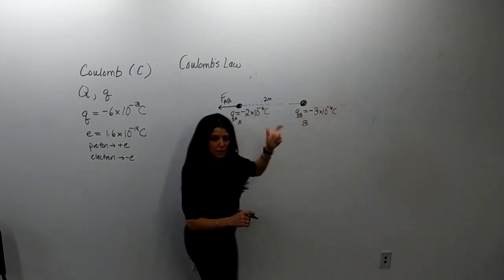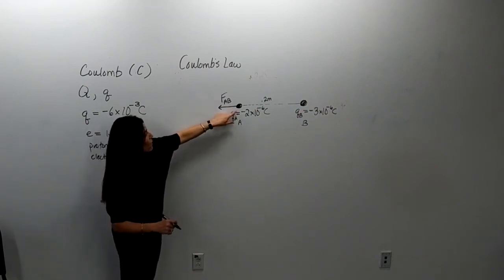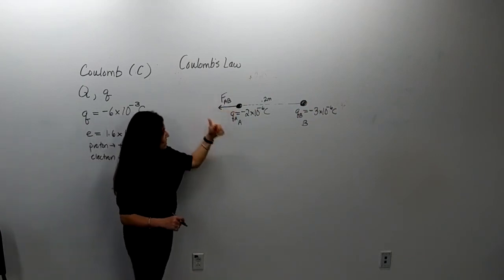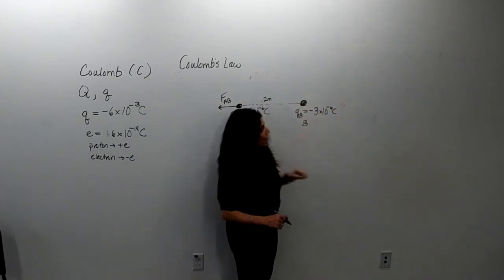And so it's really important to think about which charge you're wondering about, what's the force on this charge? Be really specific. I want to know the force on QA, so the force is to the left. If I wanted to know the force A exerted on B, the force would be to the right.